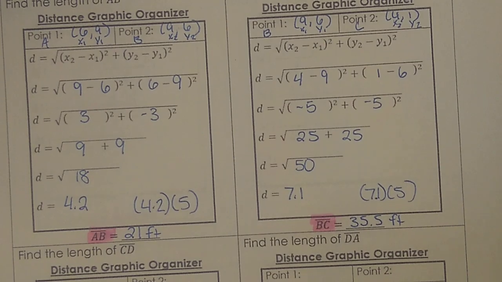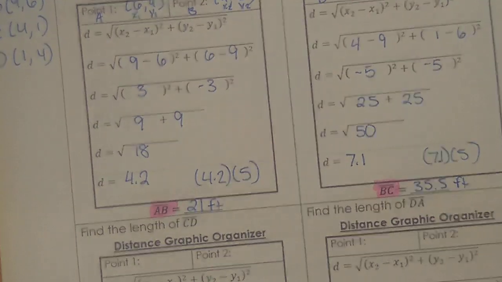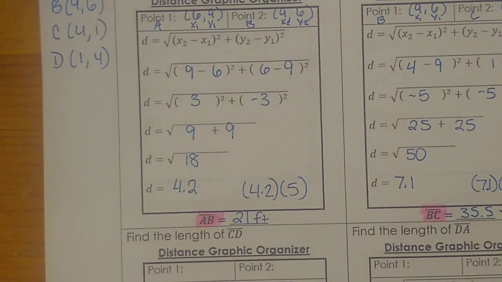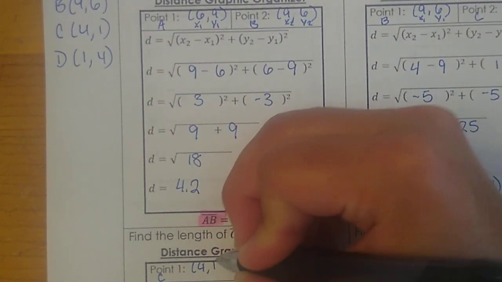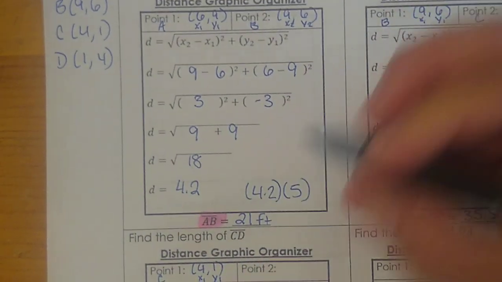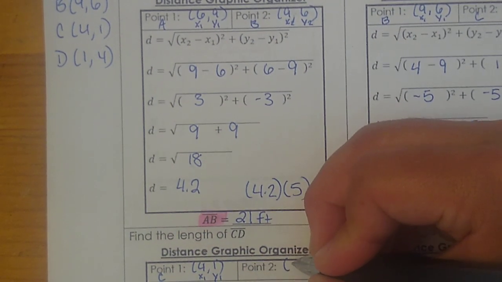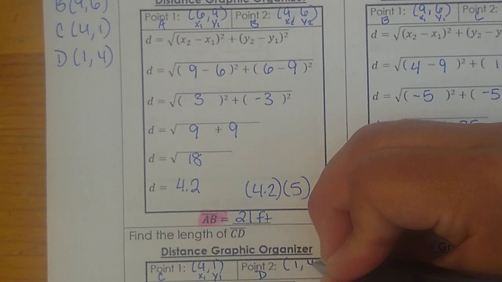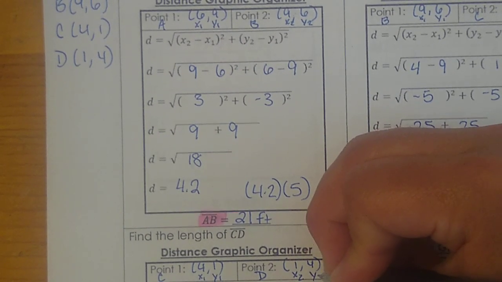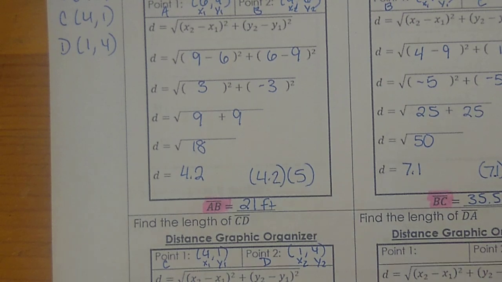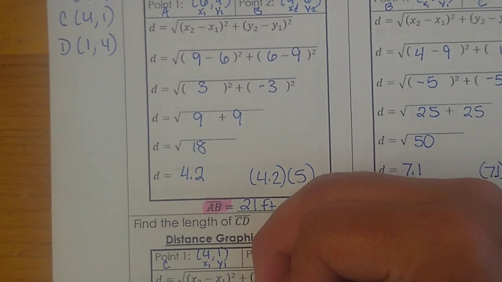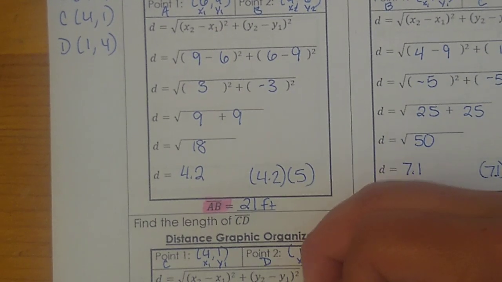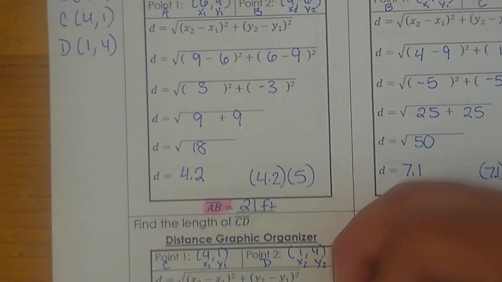Now moving on to find the length of CD, because that's the next side length. So CD, C is 4, 1, D is 1, 4. C, 4, 1, I'm going to label that already because my first point is x1, y1. D is 1, 4, that's going to be my x2, y2. And then I go ahead, plug in, and start moving. So that's x2 is 1, x1 is 4, y2 is 4, y1 is 1. So it's 1 minus 4 and 4 minus 1.